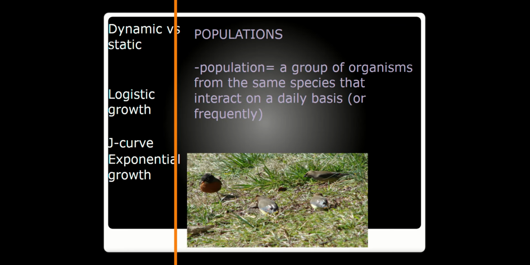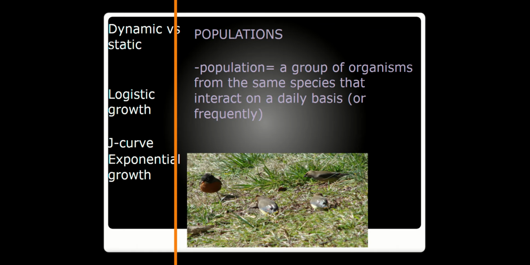So it does say logistic growth, J-curve, and exponential growth on the side, and we will get more into that as we go along. Just be aware of those terms on the side. They do change, and I'll highlight that for you. So populations, as hopefully you remember, and hopefully you've already written, a population is a group of organisms from the same species that interact on a daily basis. They interact frequently.